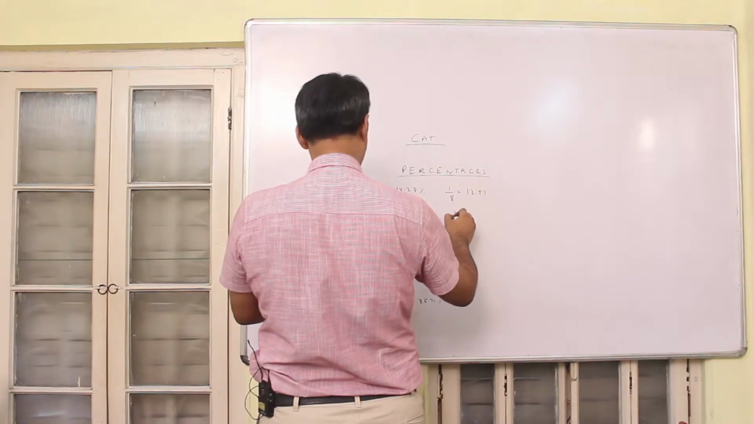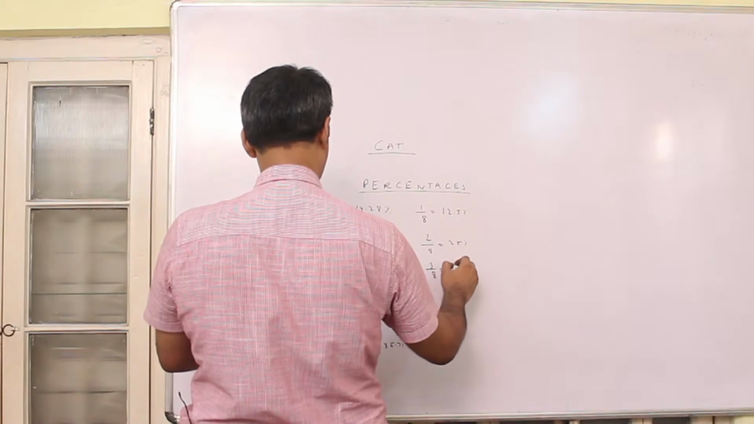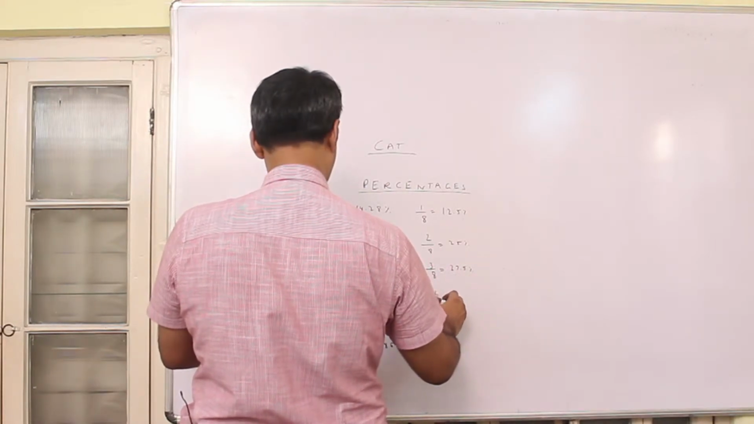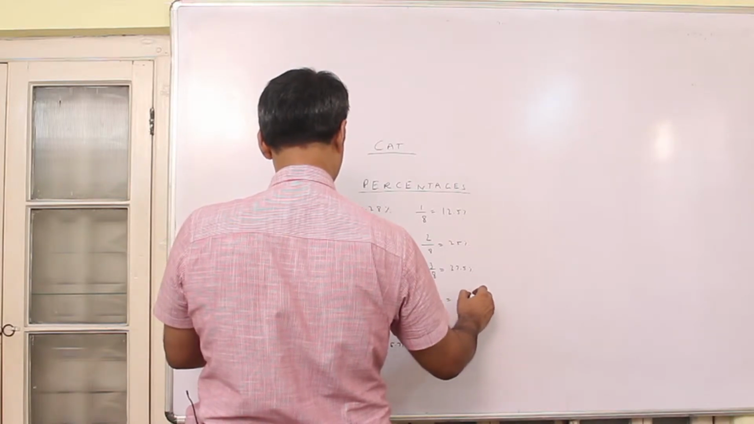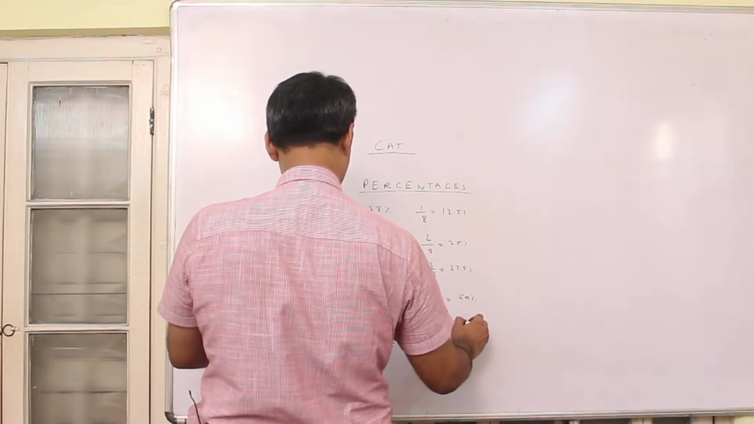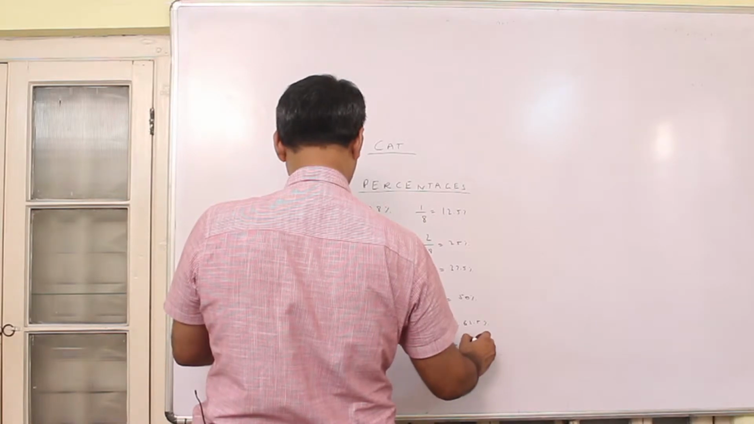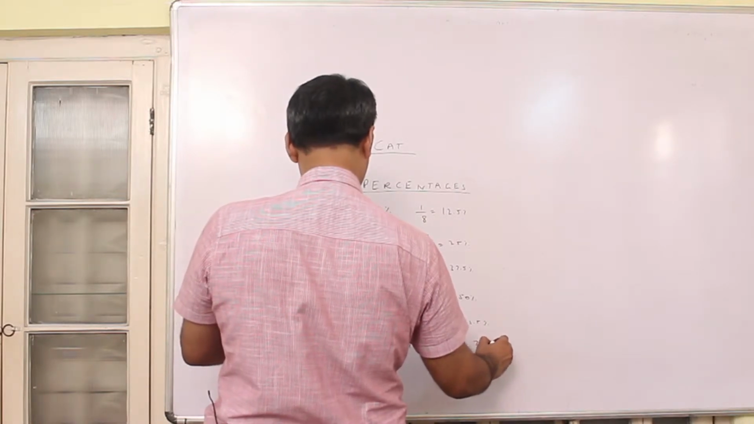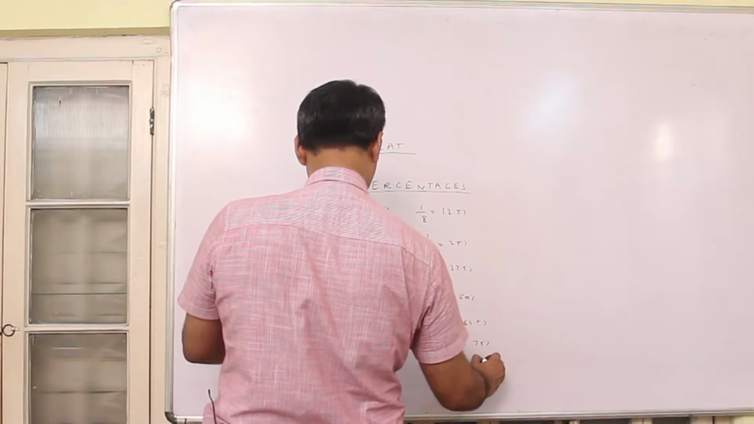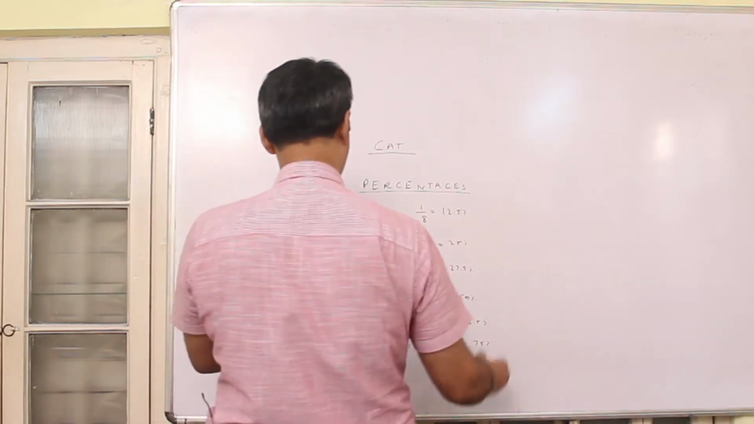1/8 is 12.5%. 2/8 is 25%. 3/8 is 37.5%. 4/8 is 50%. 5/8 is 62.5%. 6/8 is 75%. 7/8 is 87.5%.